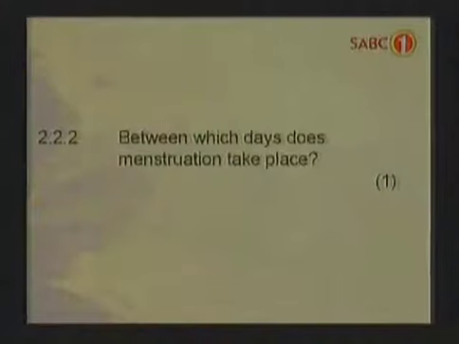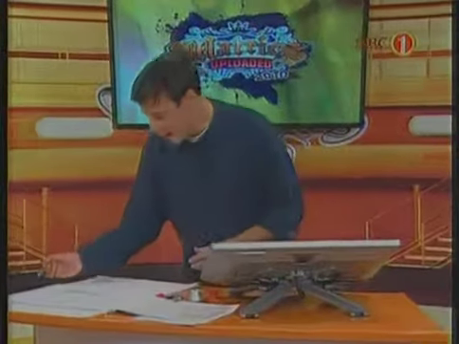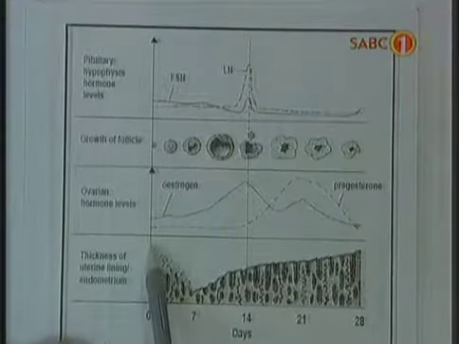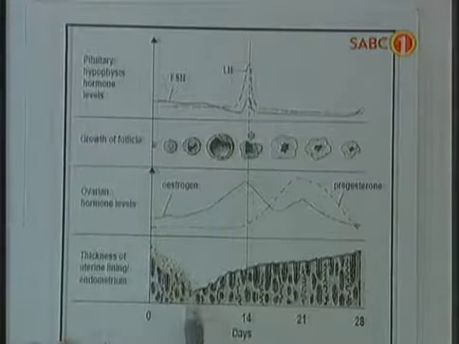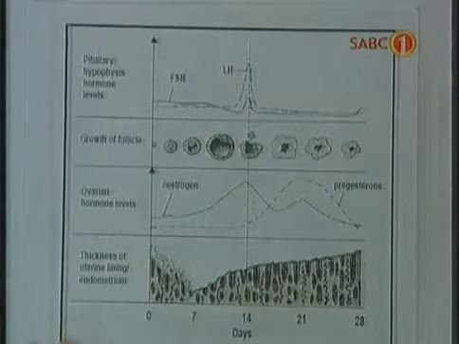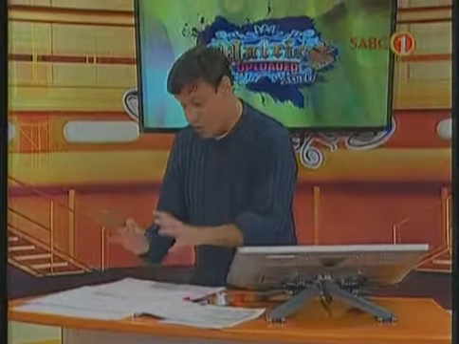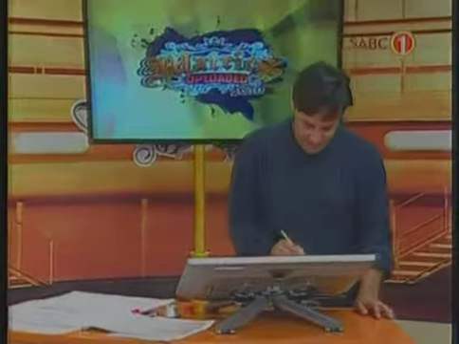Question 2.2.2 says, between which days does menstruation take place? I come back to my graph and I can see over here that menstruation took place from there to there, from day 0 to 7. Probably better to say day 1 to 7. Once again, I'm using my resource because many of the books would say it only happens for 3 days or 4 days. You must please use your resource. The questions are relevant only to this particular case.